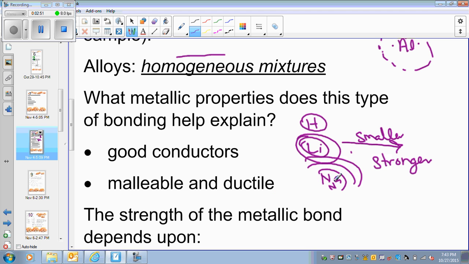the nucleus cannot really hold those electrons outside. So the bigger the size is, the less effect the nucleus has on those free electrons. So that is why this metallic bond gets weaker. That is why the melting point of metals decreases as we go down. The melting point decreases as we go down because the metallic bonds get weaker.